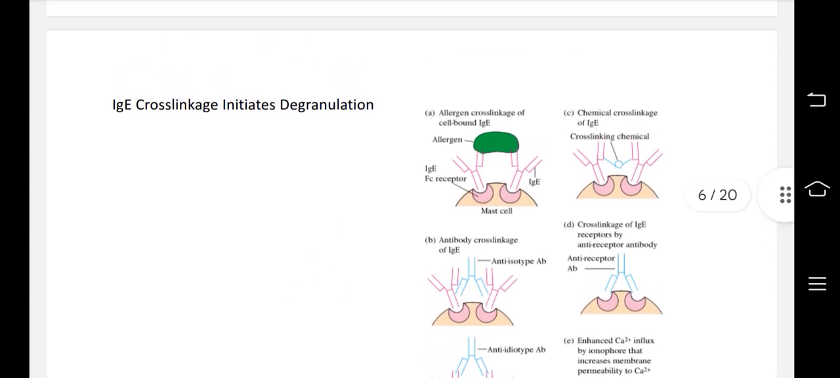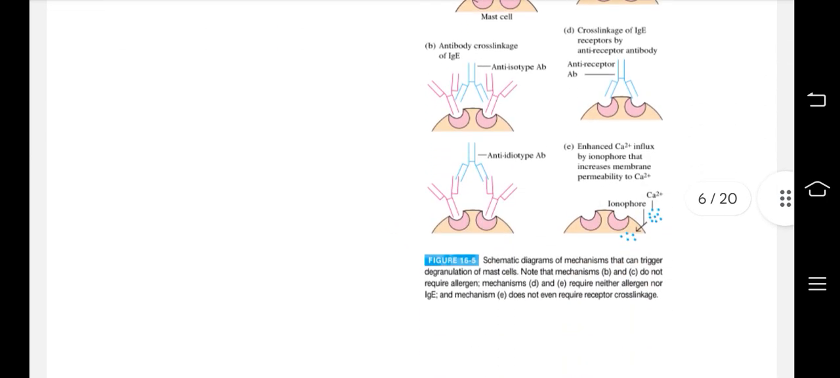Then next, chemical cross-linkage of IgE, a cross-linking chemical. Then cross-linking of the IgE receptor by anti-receptor antibody, anti-receptor antibody will be there. Along with that, enhanced Ca2+ influx by ionophore that increases membrane permeability to Ca2+. Ionophore is there, Ca2+ is released. So these are schematic diagrams of mechanisms that can trigger degranulation of mast cells.